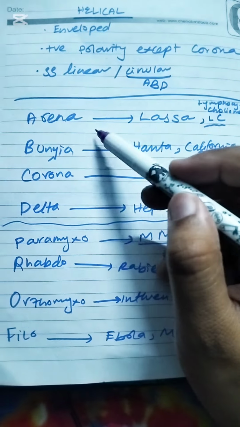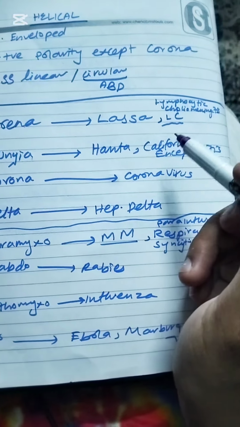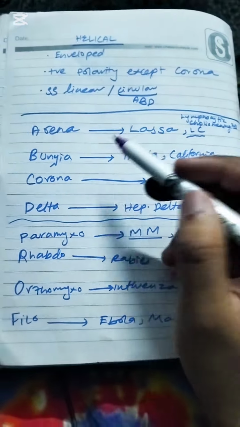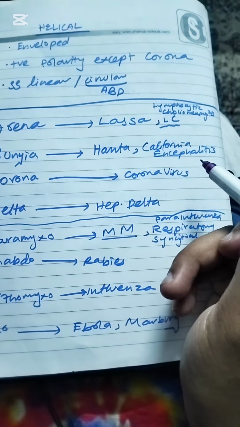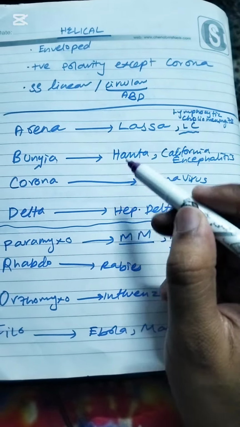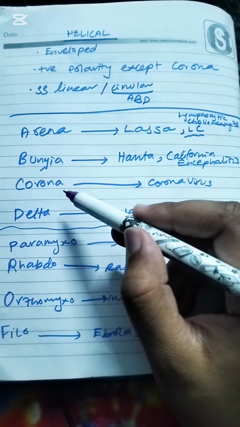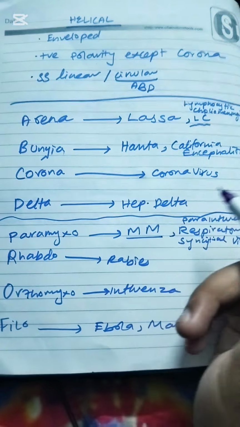A is for the arenavirus, which causes Lassa and also LCM, the lymphocytic choriomeningitis. And then we have the Bunyavirus. The Bunyavirus is going to cause California encephalitis, and it also causes the hantavirus. And the corona is going to cause coronavirus. Delta is going to cause hepatitis delta.